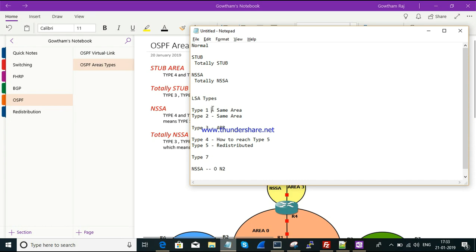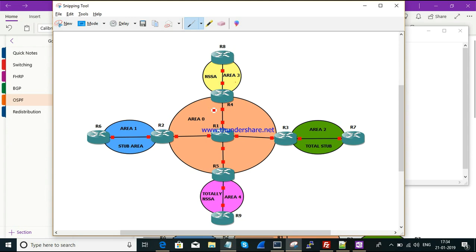Next is type 3 LSA. Type 3 LSAs are different compared to type 1 and type 2. Type 3 LSAs are present in case of different area communication, that is, ABR routers. For example, we can consider this scenario. Here this area is said to be a stub area, area 1. Let's consider this as area 1 and this as area 0.